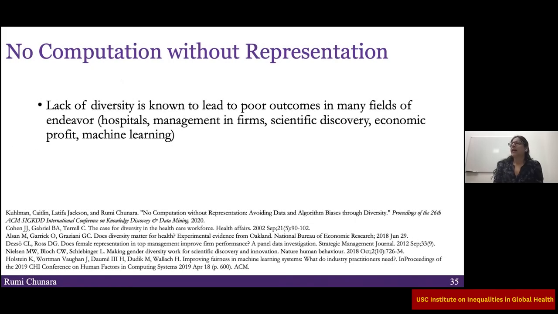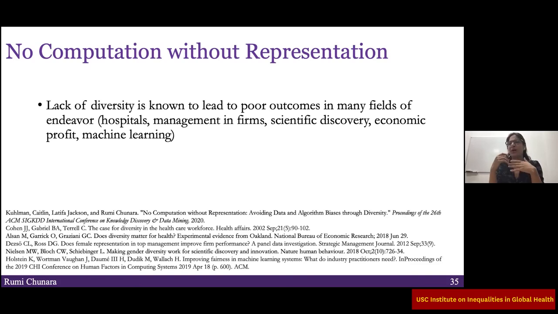This brings me to the next point about who is really leveraging data science. This is a paper we wrote about two years ago now. We aimed it at a computer science audience because a lot of my work is in the computational world, where we have a need for better representation. The real motivating part here, and I put all the citations at the bottom, is to show you the wealth of study showing that lack of diversity is known to lead to poor outcomes.